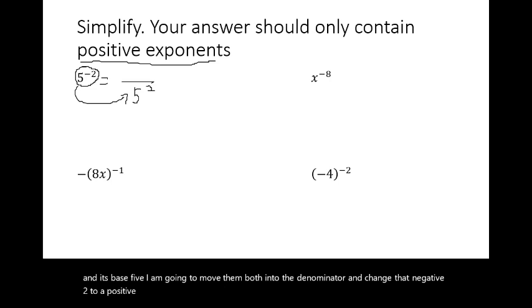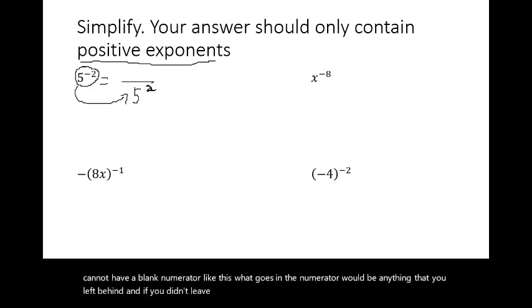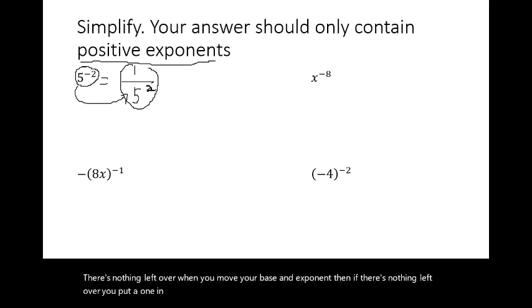Now, blank denominators are okay, but blank numerators are not okay. So you cannot have a blank numerator like this. What goes in the numerator would be anything that you left behind. And if you didn't leave anything behind, if there's nothing left over when you move your base and exponent, then if there's nothing left over, you put a 1 in the numerator. So 1 over 5 to the power of positive 2 would be your final answer.